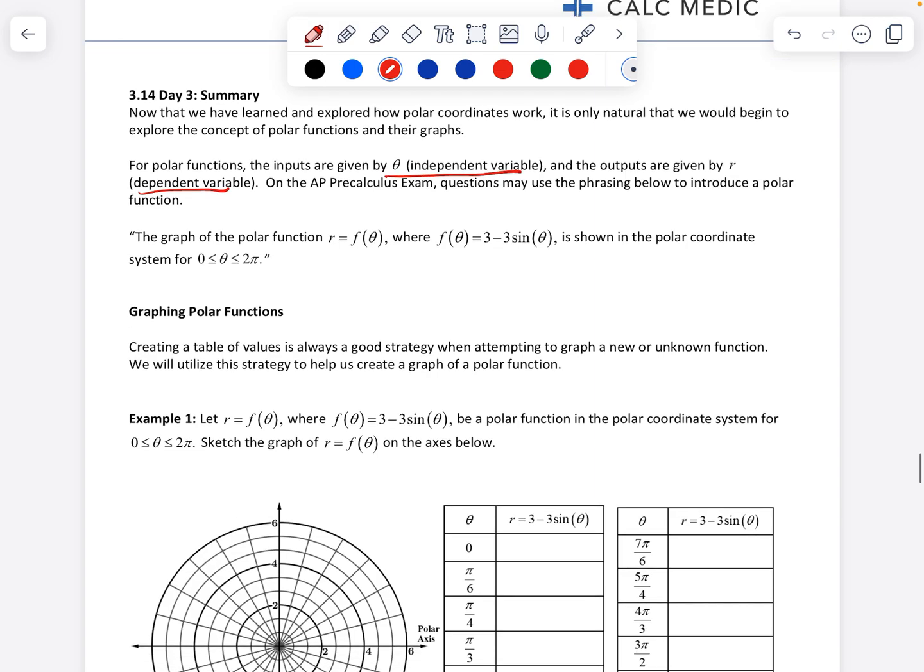So here's some phrasing that you might see. The graph of a polar function r equals f of theta, where f of theta equals this, is shown in the polar coordinate system. So that's referring to that polar graph, and we'll say that polar coordinate system.